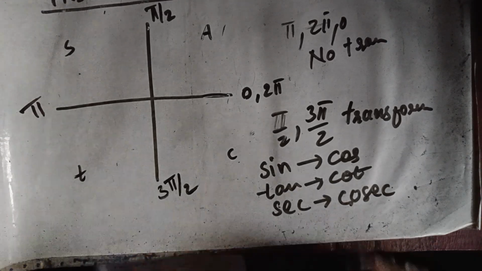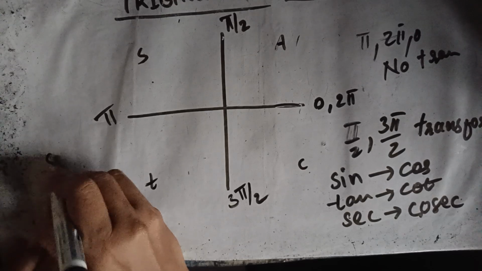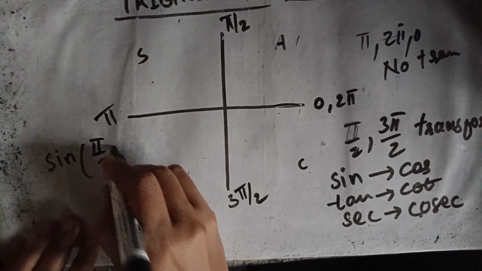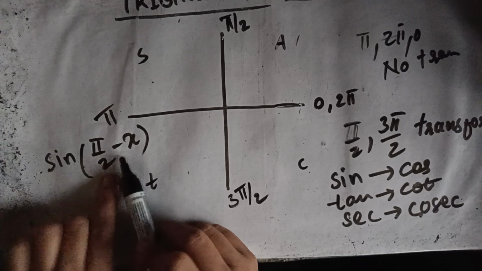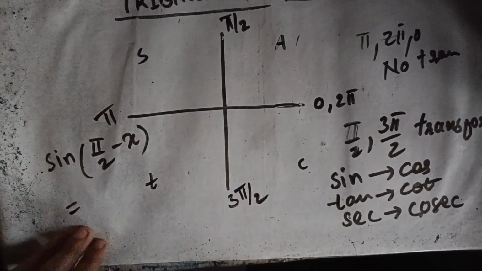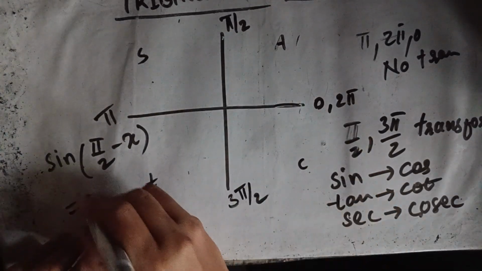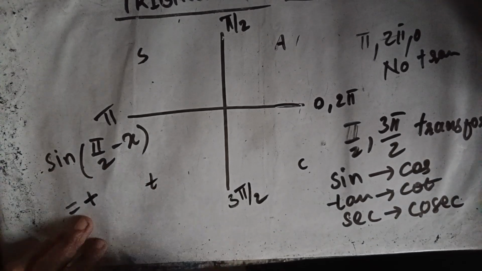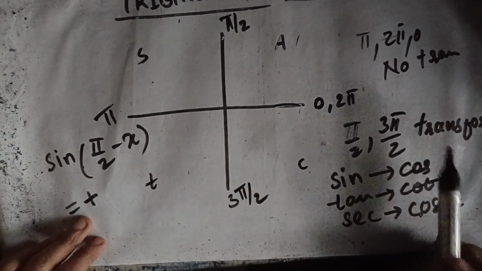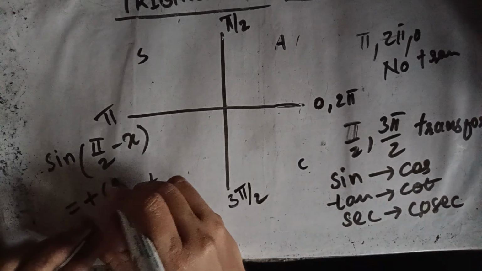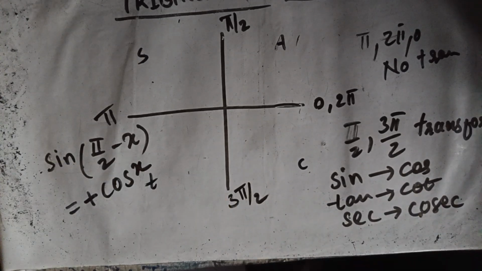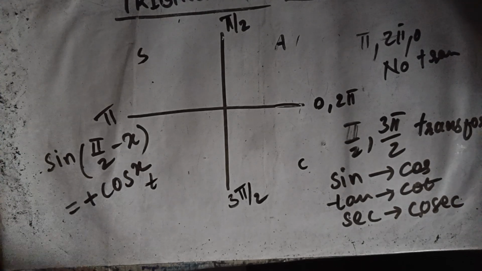So using this, you can write sine of pi by 2 minus x. This falls in the first quadrant. So first you have to write the sign. It falls in the first quadrant, so it is positive. Now pi by 2 is there. Is there a transformation? Yes. Sine changes to cos. So you can write cos of x. Same way, if you have cos pi by 2 minus x, it will be sine of x. So this applies for every number.